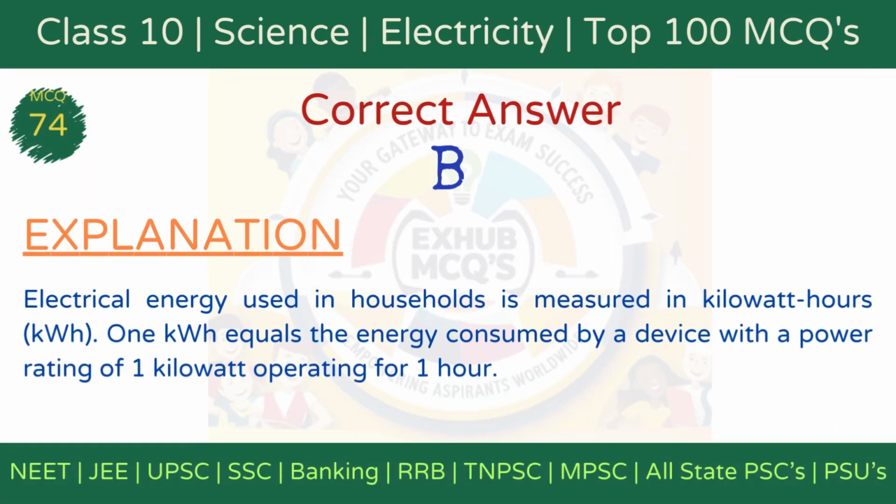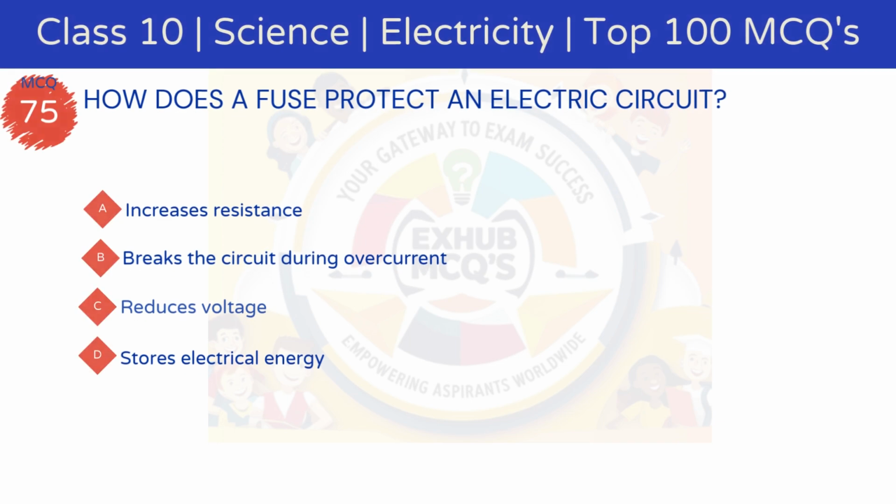The correct answer is option B, kilowatt hour. Explanation. Electrical energy in households is measured in kilowatt hours, kWh. 1 kilowatt hour represents the energy consumed by a 1 kilowatt appliance operating for 1 hour, which is equal to 3.6 million joules.